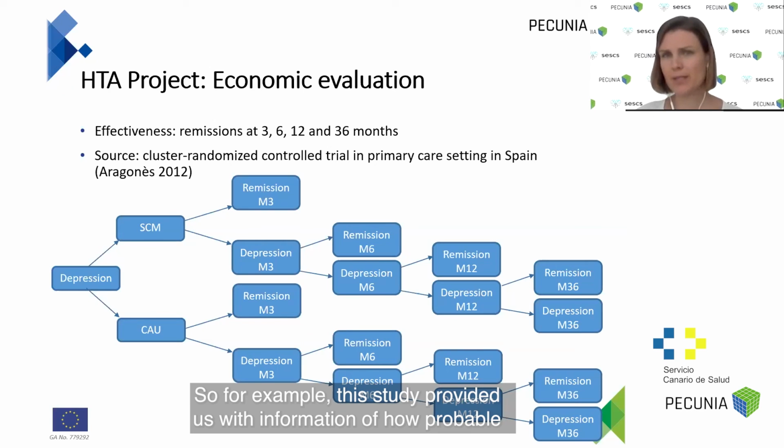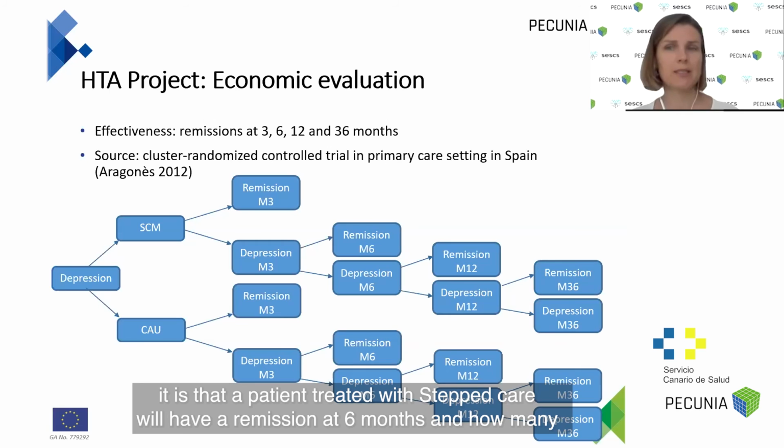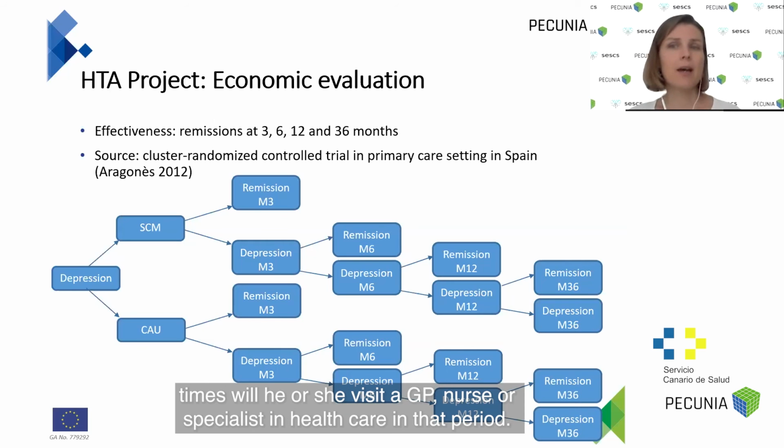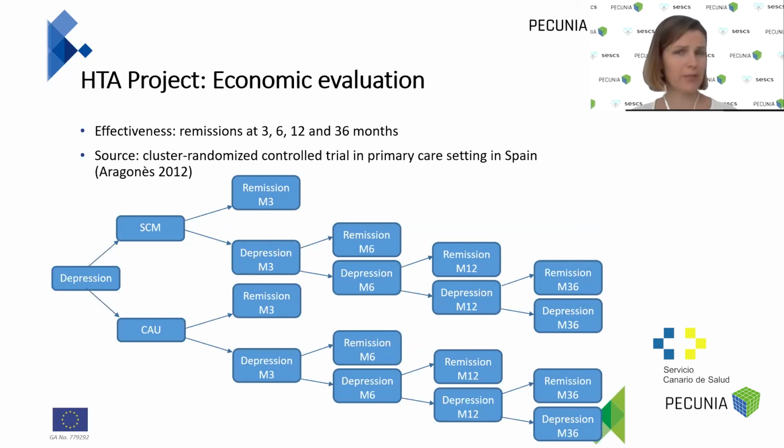So, for example, this study provided us with information on how probable it is that a patient treated with stepped care will have a remission at 6 months, and how many times he or she will visit a general practitioner, nurse, or specialists in healthcare in that period.